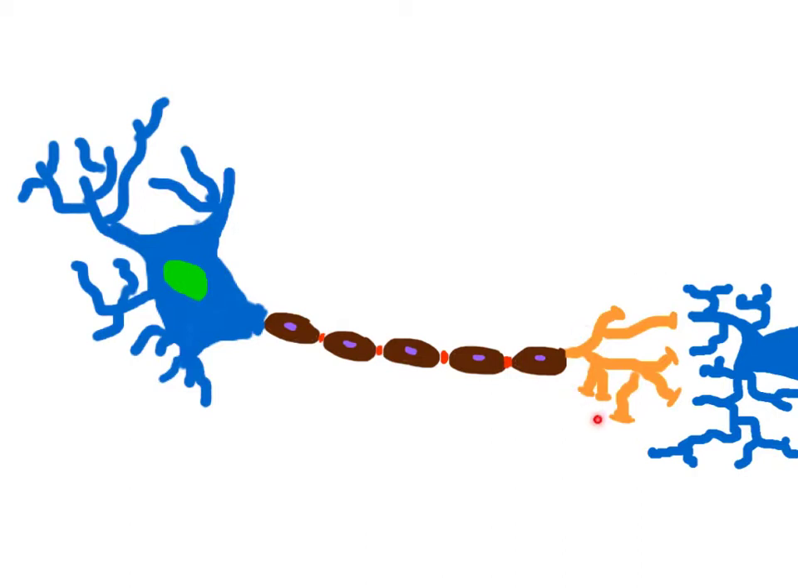Surrounding the axon is what is called the myelin sheath, which is just fatty tissue that allows the transmission of information to go faster. In between the sheaths, we have the nodes of Ranvier, which are these red dots right here.